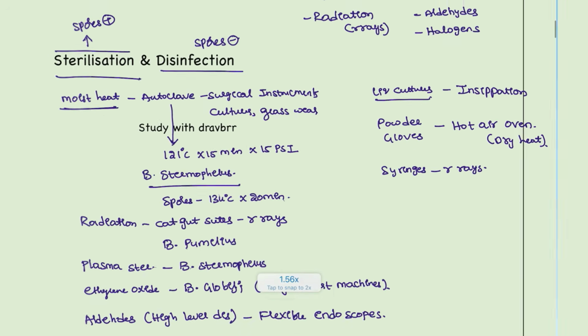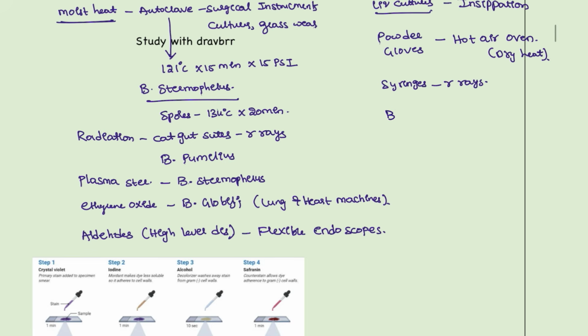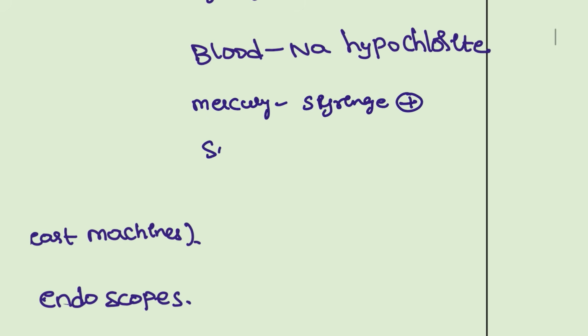These are some of the important sterilization methods and disinfectants. And for blood spillage, use sodium hypochlorite. And if there is a mercury spillage, it has to be taken up with a syringe. For soiled hands, commonly we can use isopropyl alcohol.